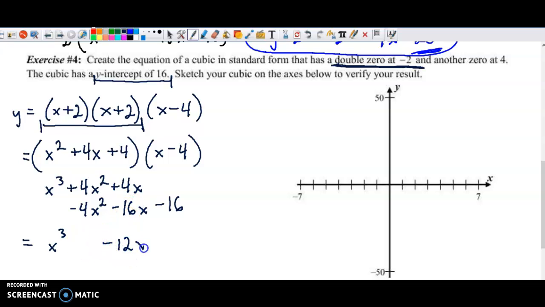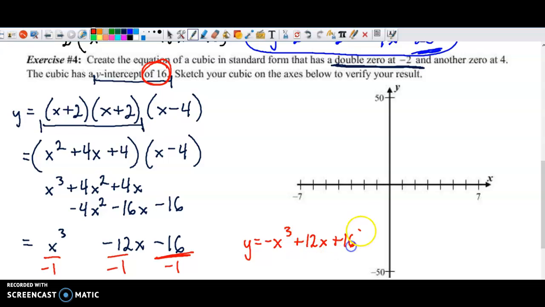Minus 12x minus 16. Now here's the problem: we have a y-intercept of -16, and I wanted a y-intercept of positive 16. So what you can actually do is divide everything by -1 to get your correct equation. So -x cubed plus 12x plus 16.